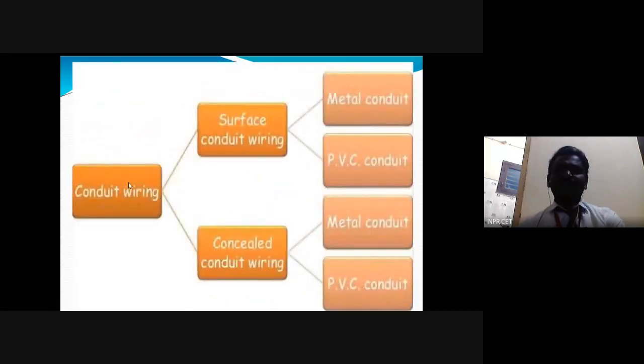Under the category of conduit wiring, there are surface conduit wiring and concealed conduit wiring. Surface conduit wiring uses metal conduit and PVC conduit. Similarly, concealed conduit wiring uses metal conduit and PVC conduit.